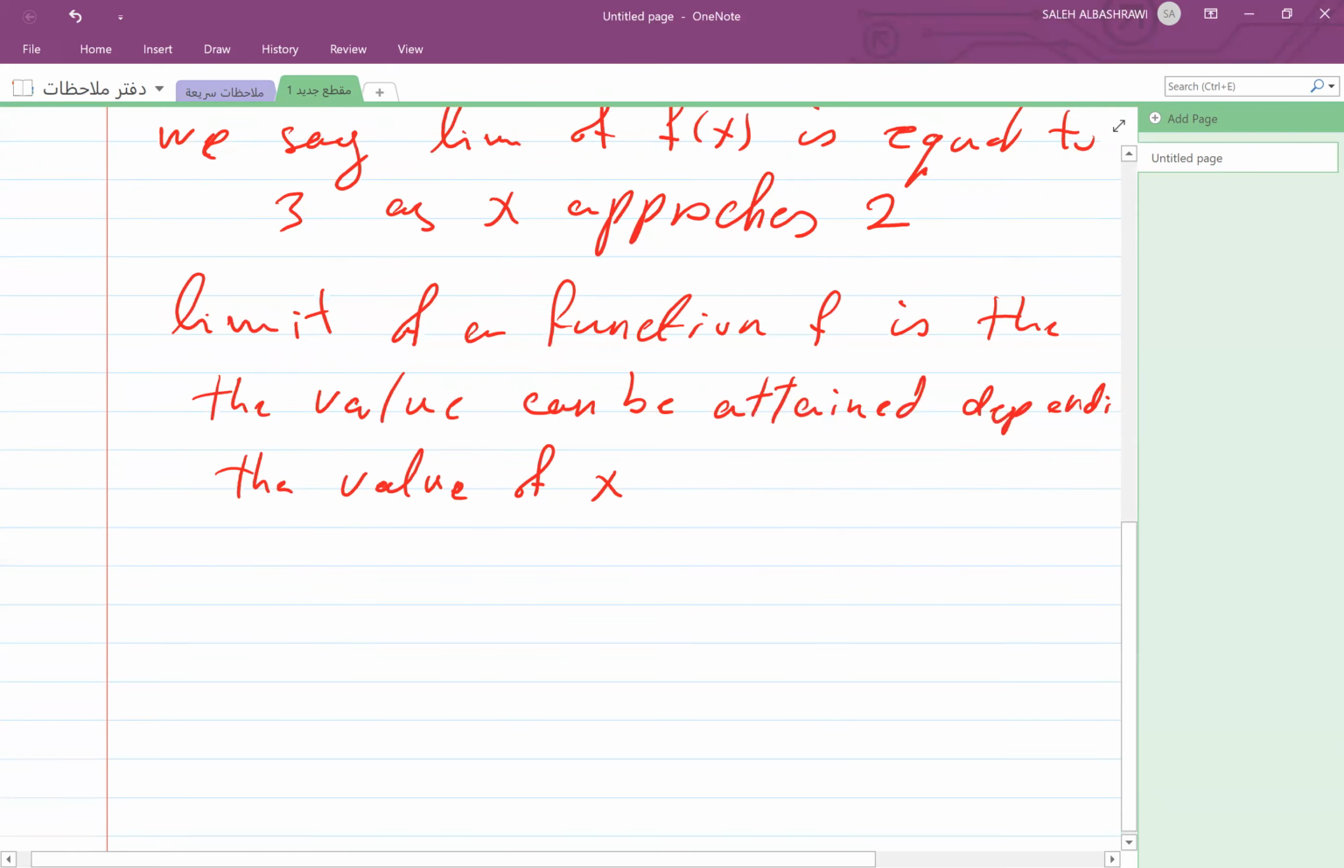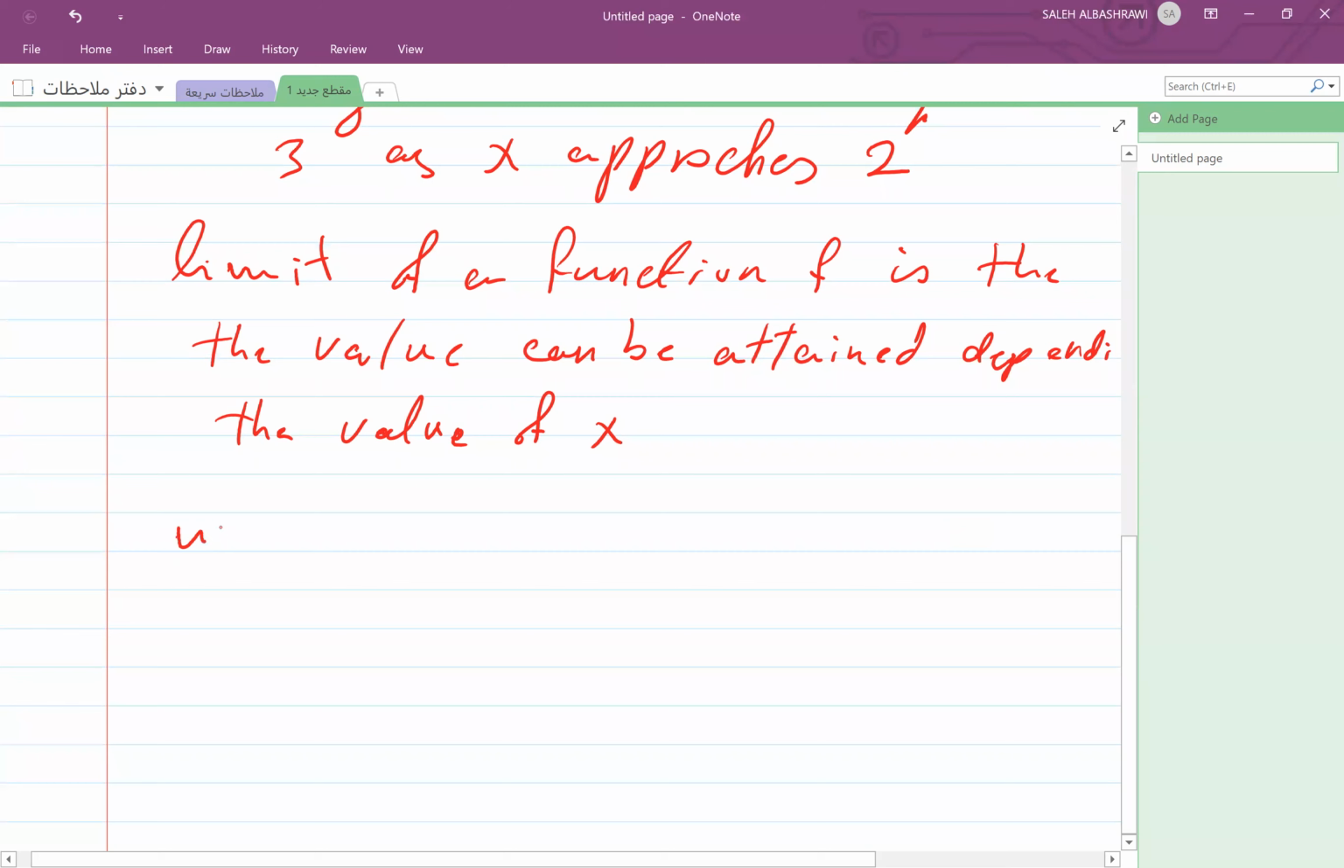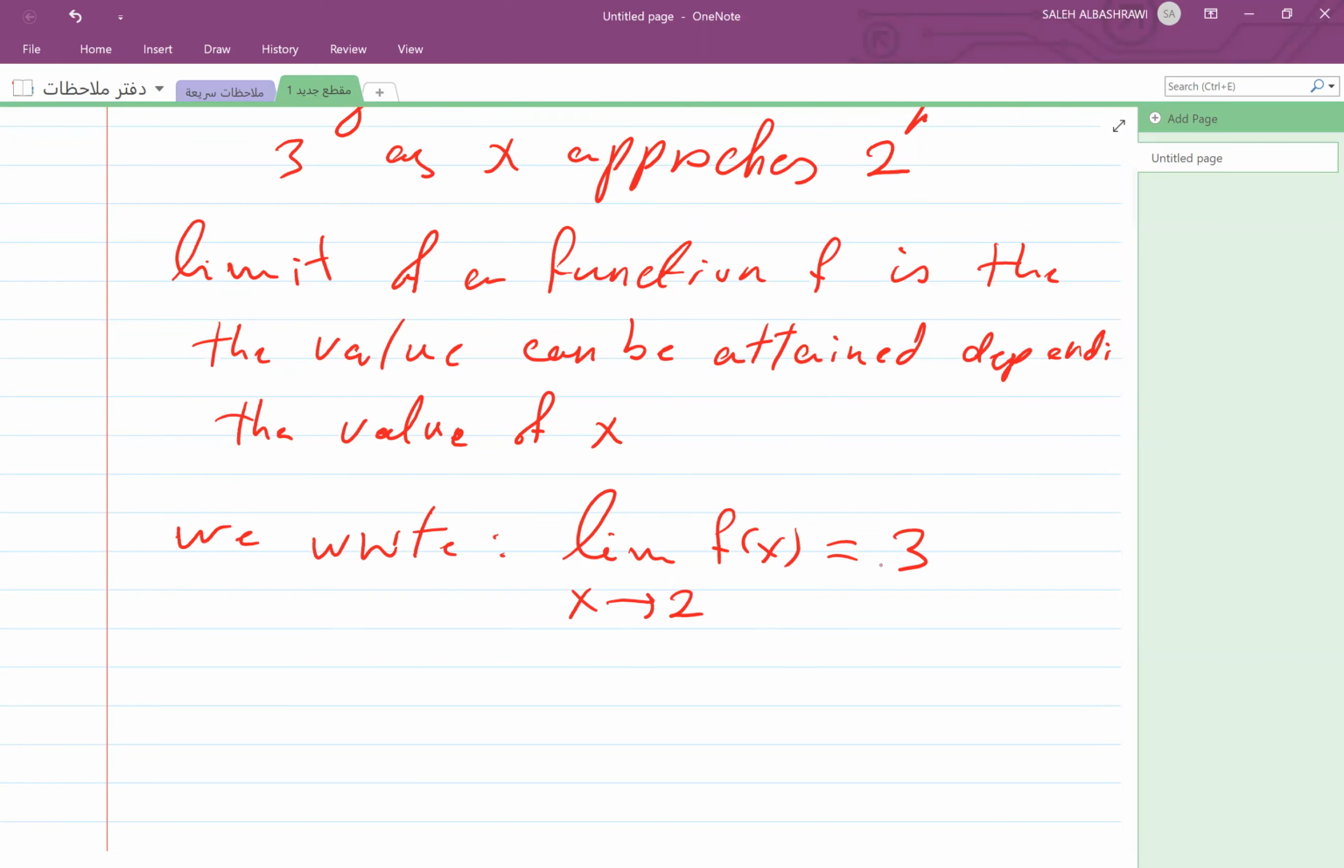And we usually write limit of f of x as x approaches the number 2 is equal to 3. This is the symbol for writing the limit. Limit of f of x as x approaches the number 2 is equal to 3.